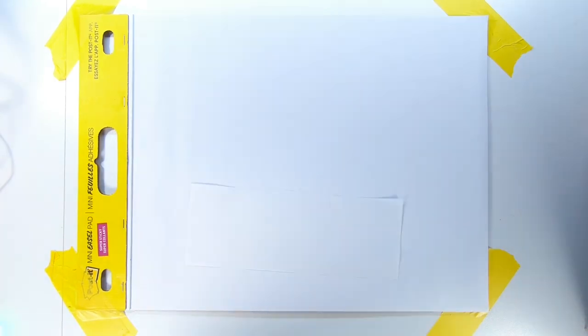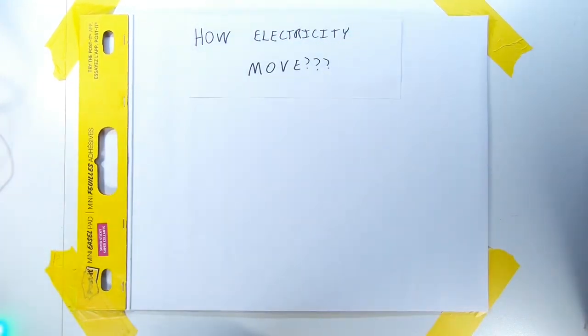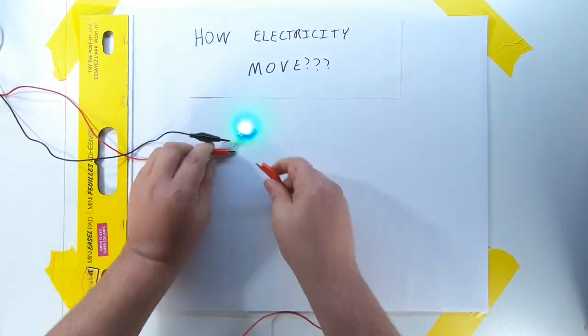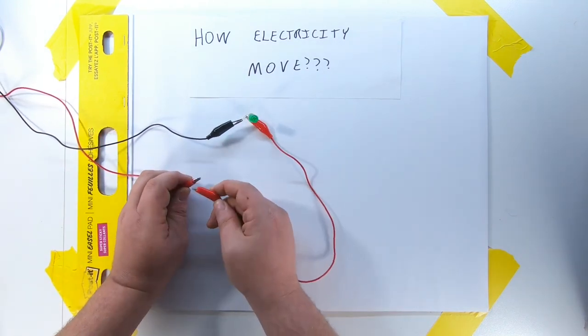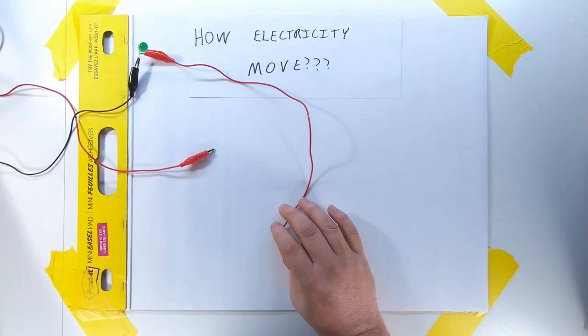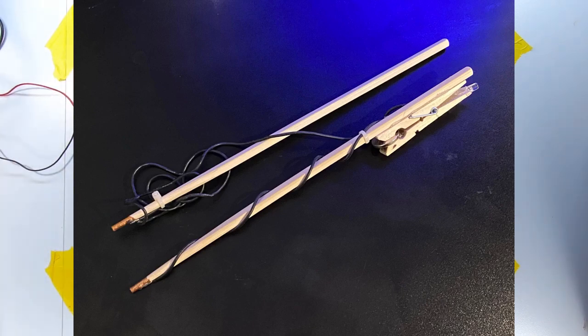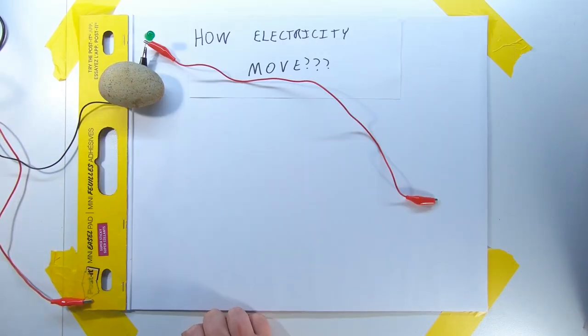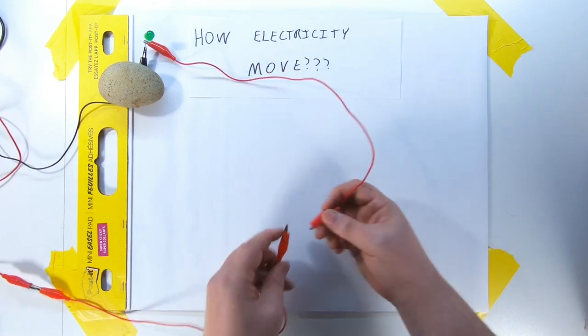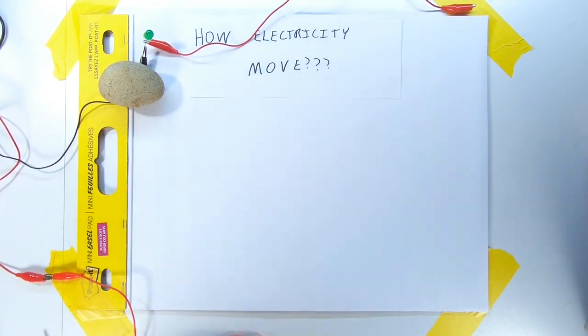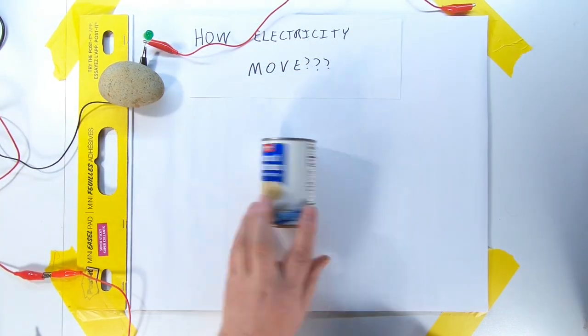Alright, now we need to talk about how electricity moves. To do this, I'm going to convert my LED light into a continuity tester. You've played with a continuity tester before if you built the Joule Thief in 2022. Remember those electric chopsticks? A continuity tester tests if electricity is flowing through a circuit, or in this case, a material. To demonstrate electrical flow, we have a can of soup.